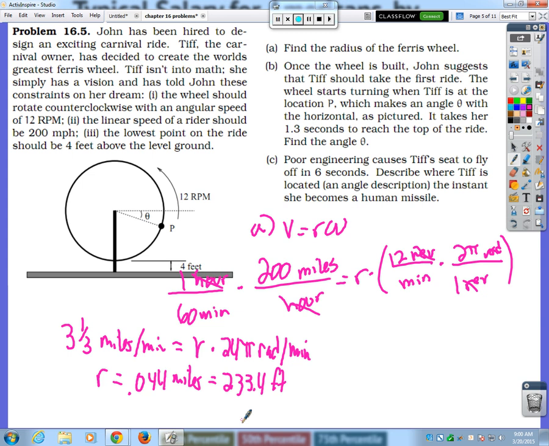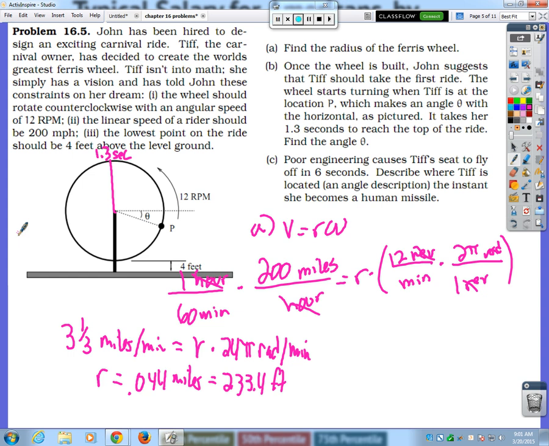Once the wheel is built, John suggests that Tiffany should take the first ride. The wheel starts turning when Tiff is at location P, which makes an angle theta with the horizontal as pictured. It takes her 1.3 seconds to reach the top of the ride. So it takes her 1.3 seconds to get to here. We want to use that to find that angle right there.